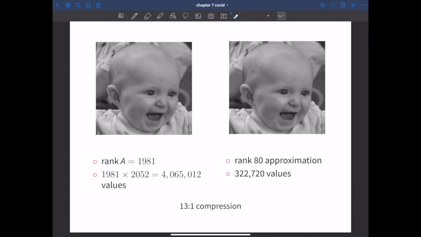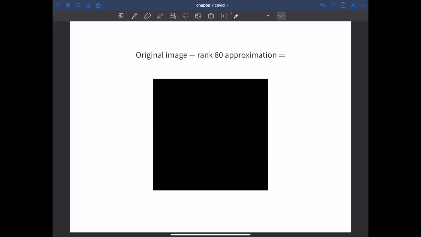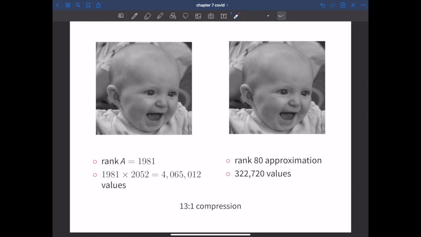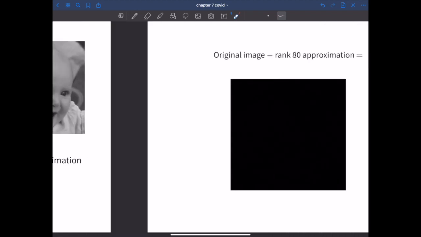And in fact, if you take these two images and subtract them from each other, you get a completely black square. So going back to these two images, you really can't pick out the difference between them. They're pretty identical here. So that's one application of the singular value decomposition.